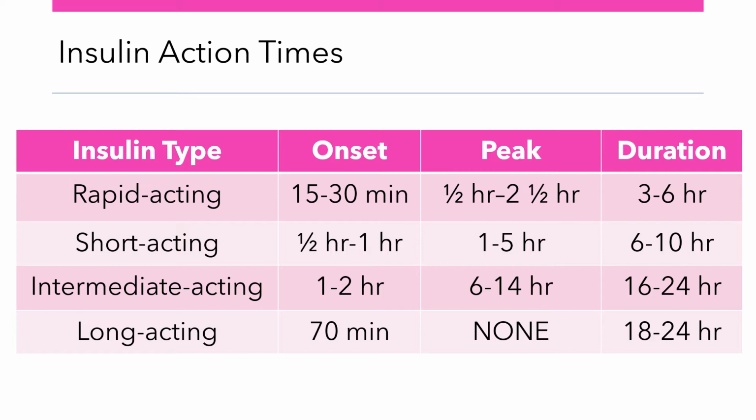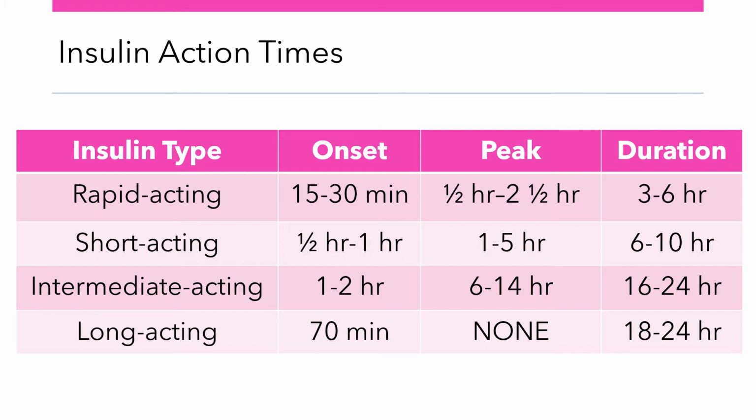Moving on to the short acting, it's a little bit longer: half-hour to an hour, peaks at 1 to 5 hours, and lasts 6 to 10 hours. Intermediate, 1 to 2 hours, peaks 6 to 14, and can last 16 to 24 hours. And then long acting is just over an hour, but it does not have a peak, which is the difference here, and can last 18 to 24 hours.